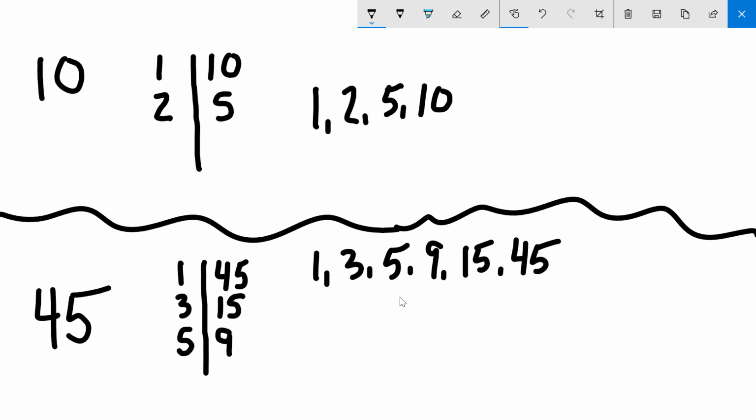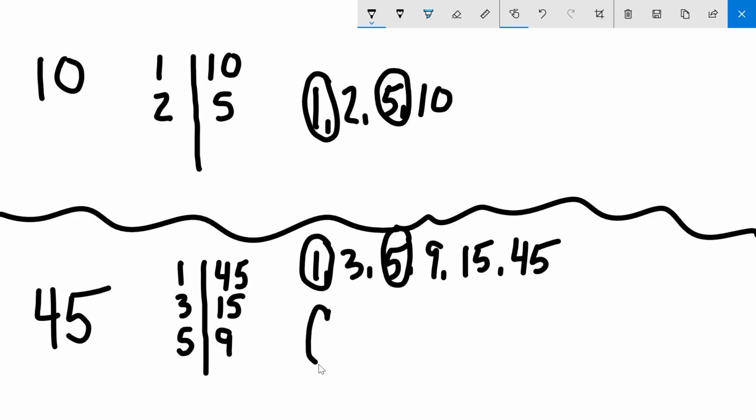Now it's time to compare my lists of factors. So I have 1 and 1. I have 2. There's not a 2 there. I have a 5. There's a 10 there. No other 10. So I can see the greatest common factor, the greatest number that's in both lists, is 5. So the GCF of 10 and 45 is 5.